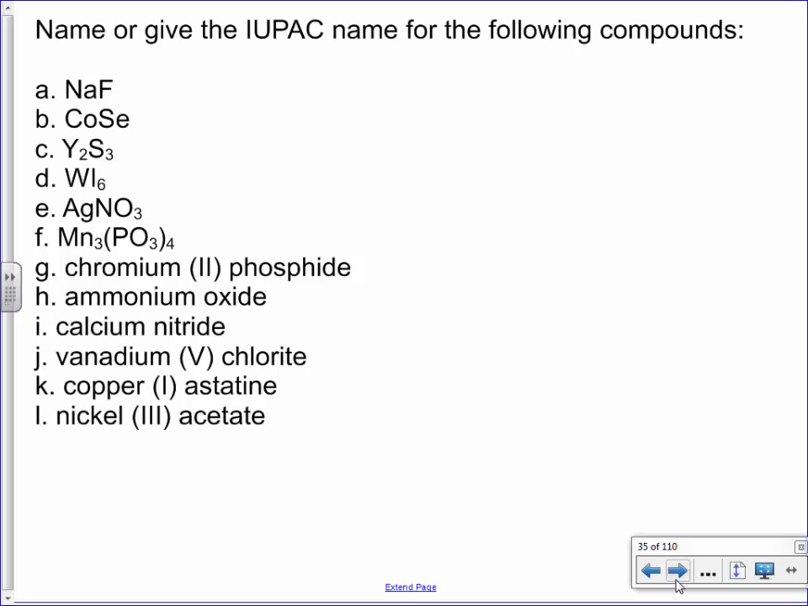Well, what is IUPAC? Oh, sorry. IUPAC is just the naming system that we're learning. It stands for International Union something something chemistry. That's what we're doing. We're doing IUPAC naming. Good question.